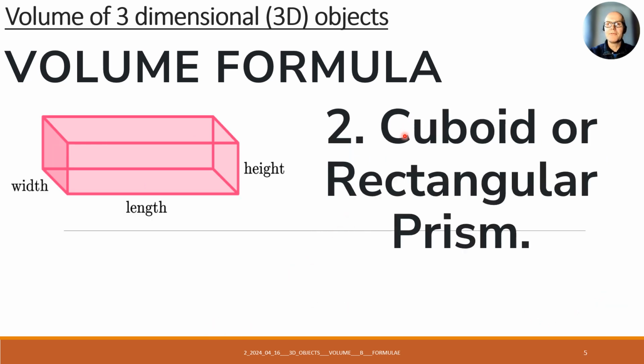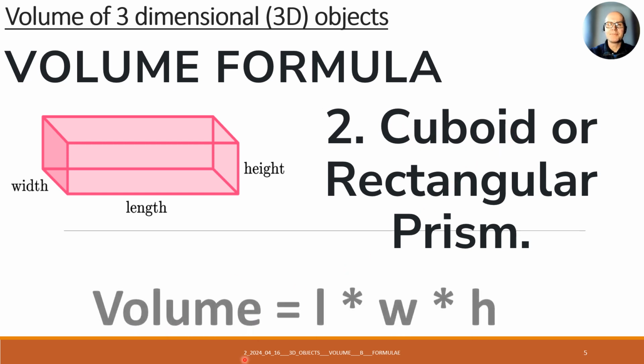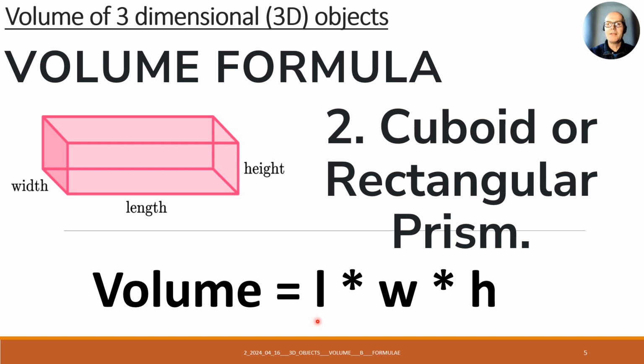This is the formula for a cuboid or a rectangular prism. Length times width times height. L times W times H.